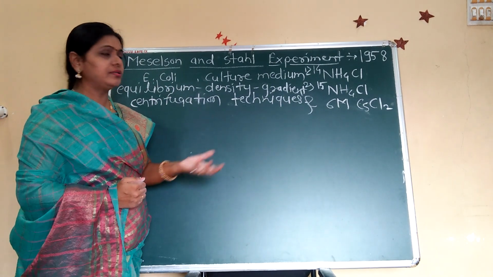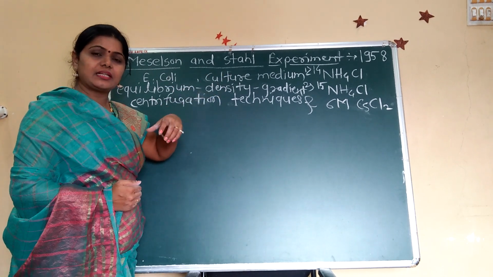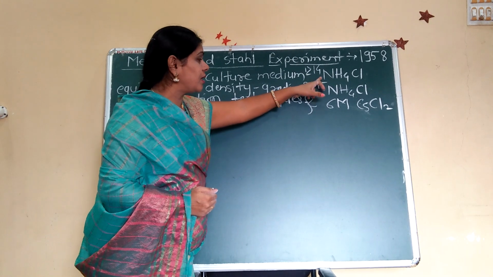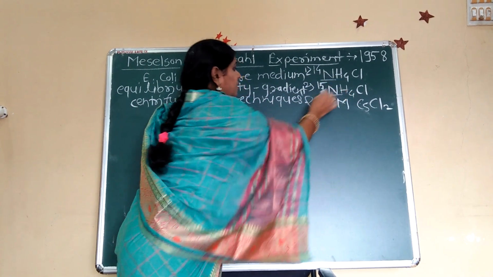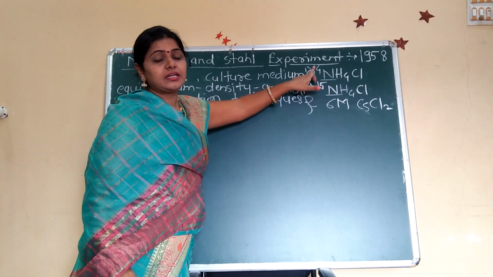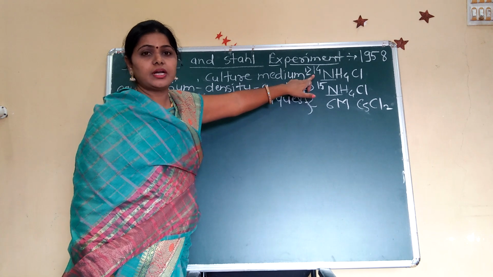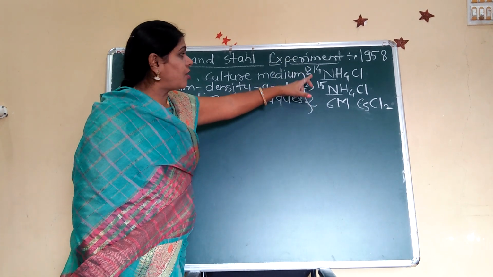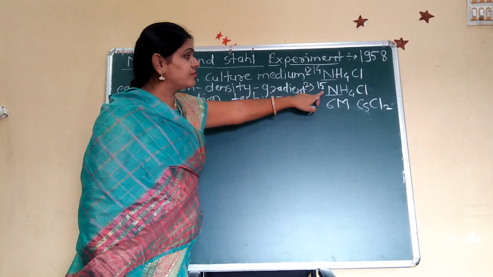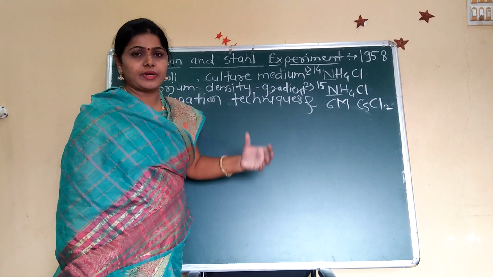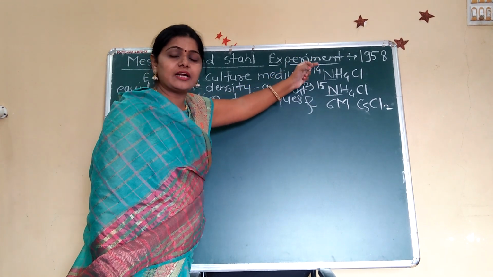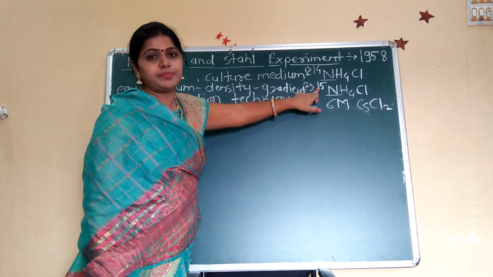Bacteria that are easy to culture, they use a culture medium. E. coli bacteria use a culture medium with ammonium chloride, in which the nitrogen is the key. They use two culture media. One is ammonium chloride with nitrogen-14, the light isotope of nitrogen, also called normal nitrogen. The second culture medium contains heavy nitrogen, the heavy isotope, N15.